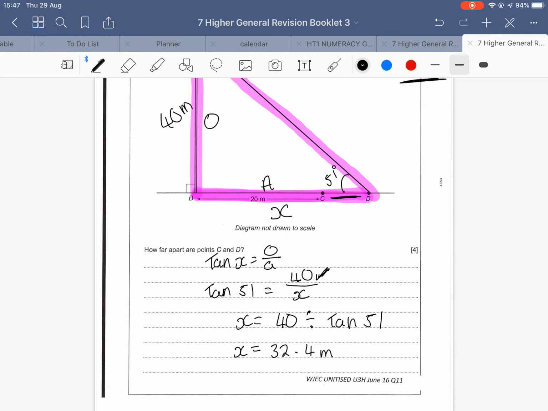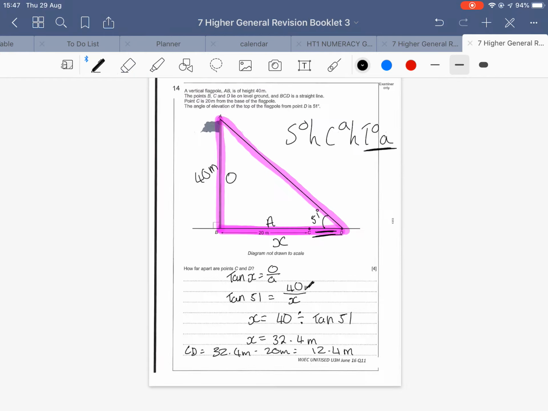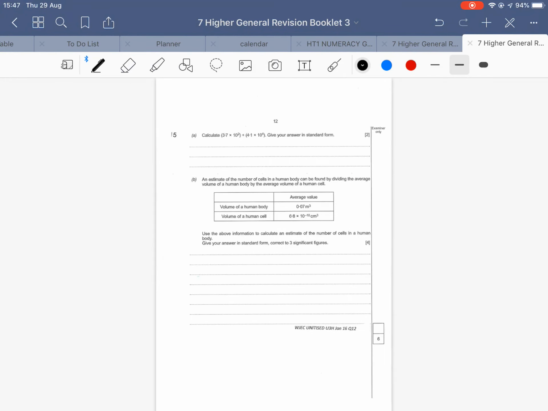Not finished. You'd lose a mark if you stopped there. Don't forget to go back. What's the question asking me? It's actually asking me for CD. All you need to do is take away 20. You would have lost a mark for not taking away 20. So CD is going to be 32.4 meters take away 20 meters, which is 12.4 meters. So the distance between C and D is 12.4 meters. Quite straightforward.